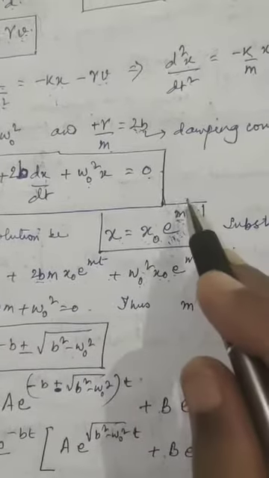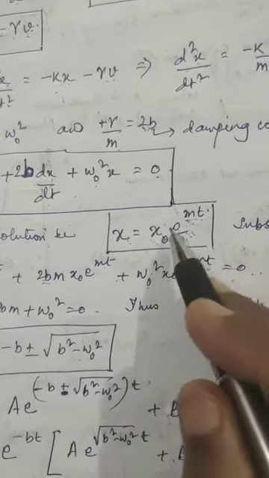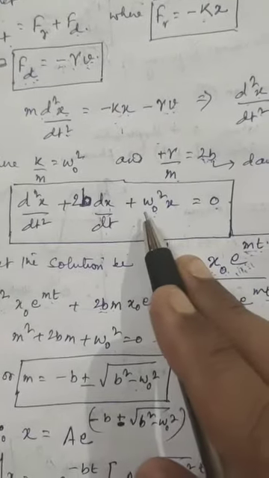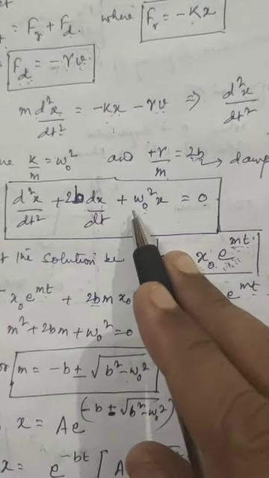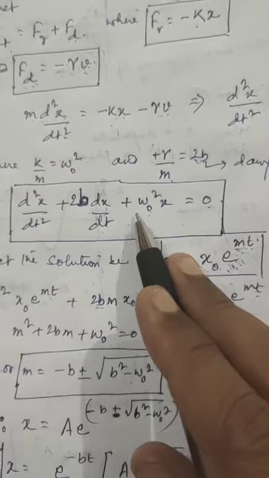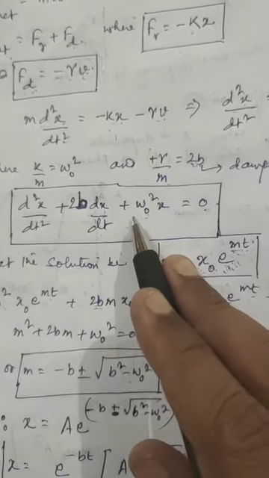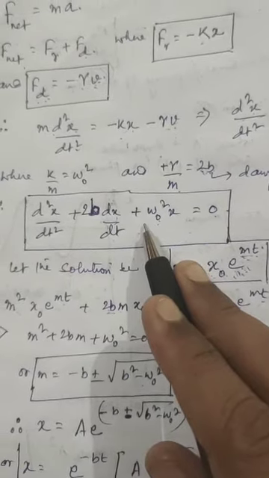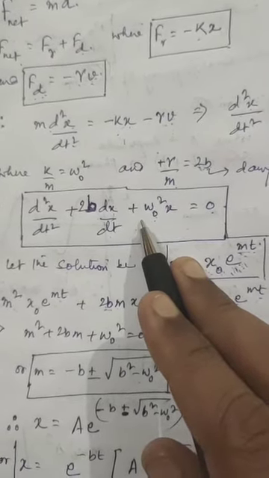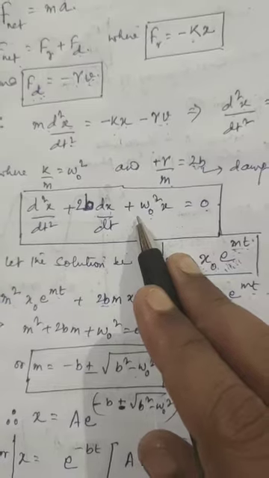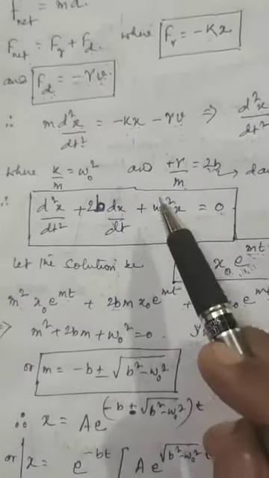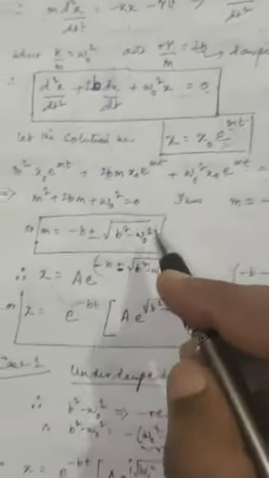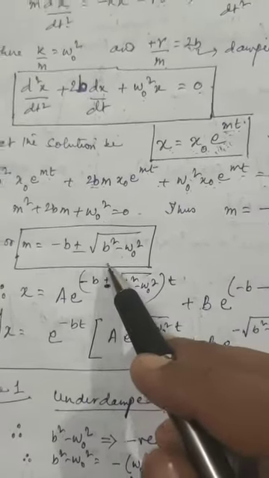Since you have two values of m, there will be two constants in front. Whenever you have a second order differential equation, you will have two unknown constants. If you have a third order differential equation, you'll have three unknown constants, and these constants you can find out using boundary conditions or initial conditions of the differential equations. We are not going to use any boundary condition or initial condition in this case, but we'll simply write the two constants as a and b.